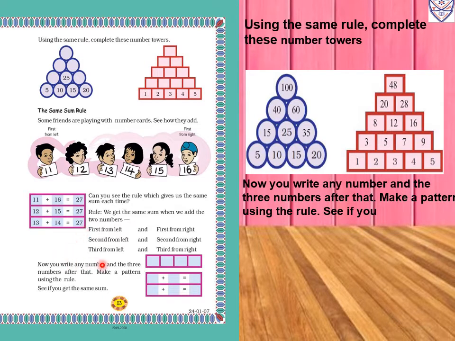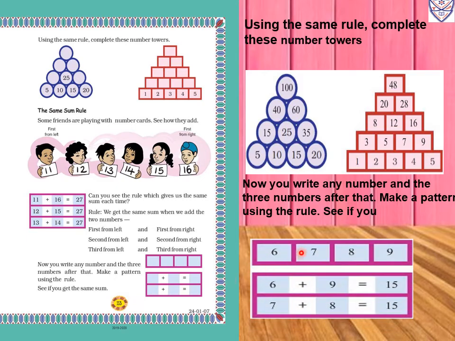Now you write any number and the three numbers after that. Make a pattern using the rule. See if you get the same sum. First we will write any number here. So 6, 7, 8, 9. First from left is 6, then first from right is 9. 6 plus 9 we will get 15. Now second from left is 7, then second from right is 8. 7 plus 8 we will get 15. Okay, so here we got the same sum.